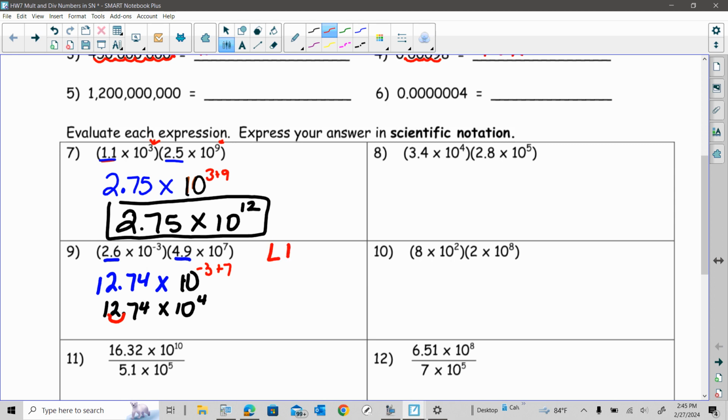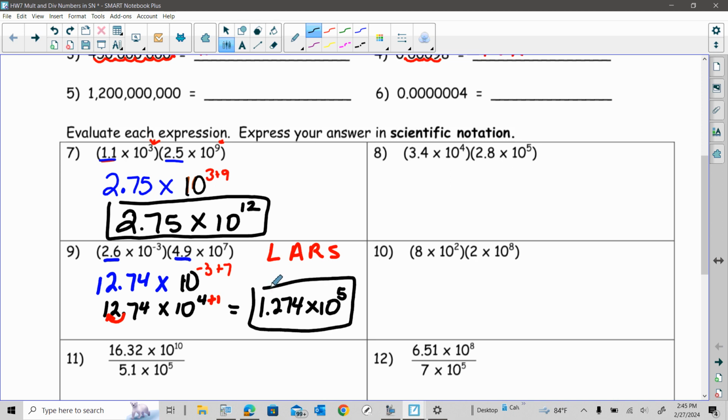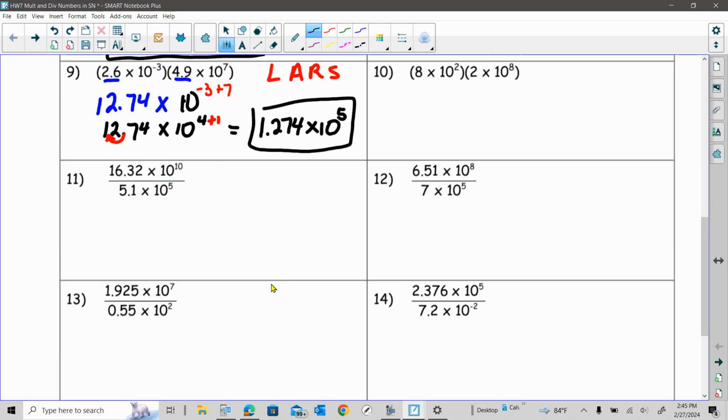And this is when we have to remember that acronym, LARS, L-A-R-S. Left means you're going to add. So we're going to add 1 because we moved the decimal to the left once. So our final answer is 1.274 times 10 to the 5th power. So these are multiplying, and then we're going to do some dividing.